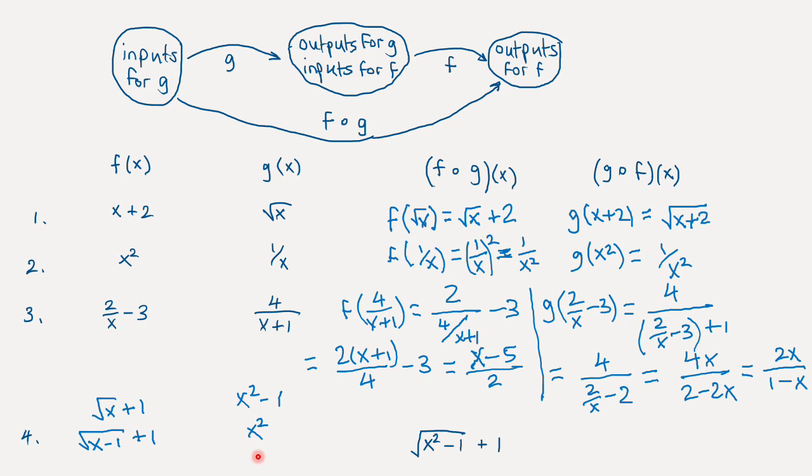Because now, if we take the output of the g function, which is x squared, and feed it as the input into the f function, we would have square root of x squared minus 1 plus 1, which is what we want. So there's an example of decomposing a function into an f and a g, so that when we compose them, they result in the given function.